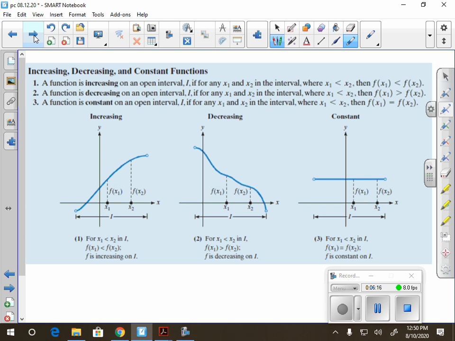All right. Increasing and decreasing, we're not going to spend a whole lot of time on this, except that you understand that when we are moving from left to right, we are increasing here. From left to right, we are decreasing. From left to right, we are constant. That's a pretty simple concept, which I think you'll get figured out.